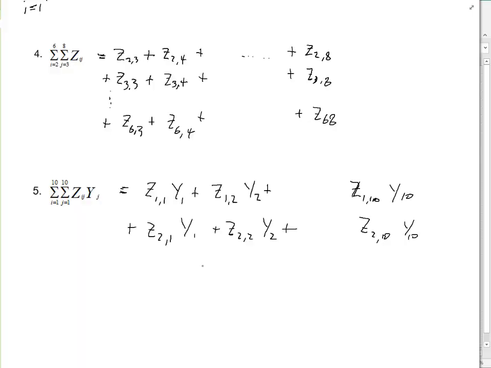So let's get to the whiteboard. The bottom row of this is z 10,1 y1, plus z 10,2 y2, down to the very bottom corner, z 10,10 times y10 again, like so.